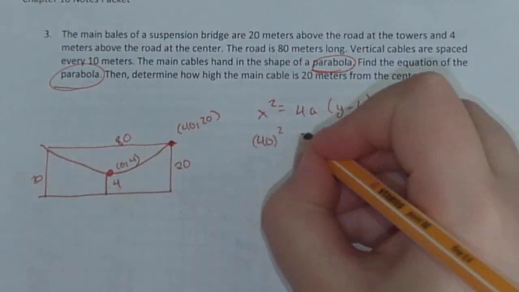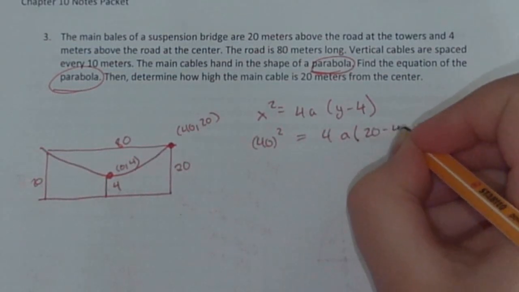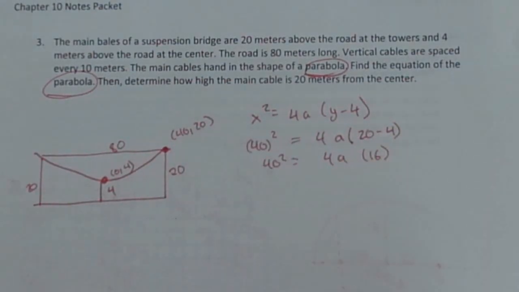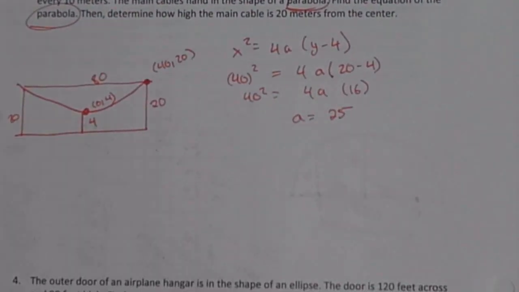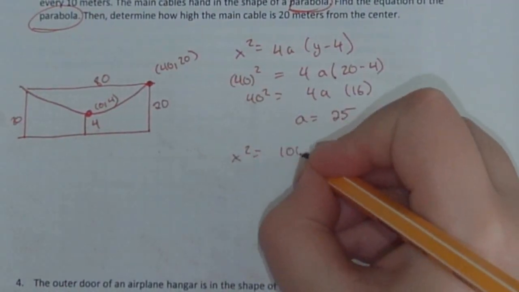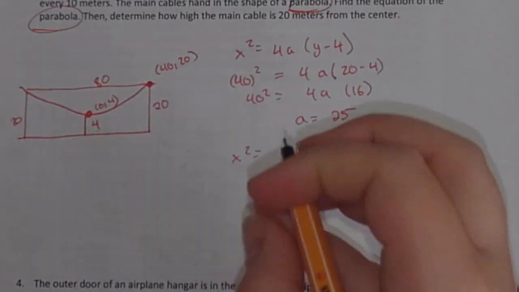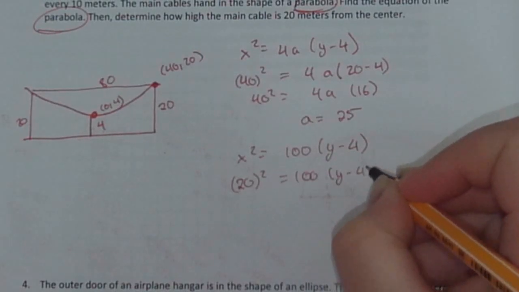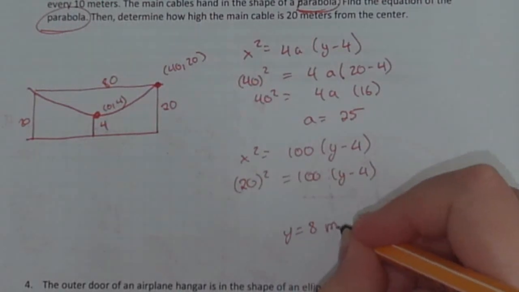We have 40 squared equals 4a times 20 minus 4. So we have 40 squared equals 4a times 16. If we solve for a, it ends up being 25. So our equation here is x squared equals 100 times y minus 4. We're going to plug in the 20 to solve for the height, so the 20 goes in for x. And if we solve that for y, it ends up being 8 meters.